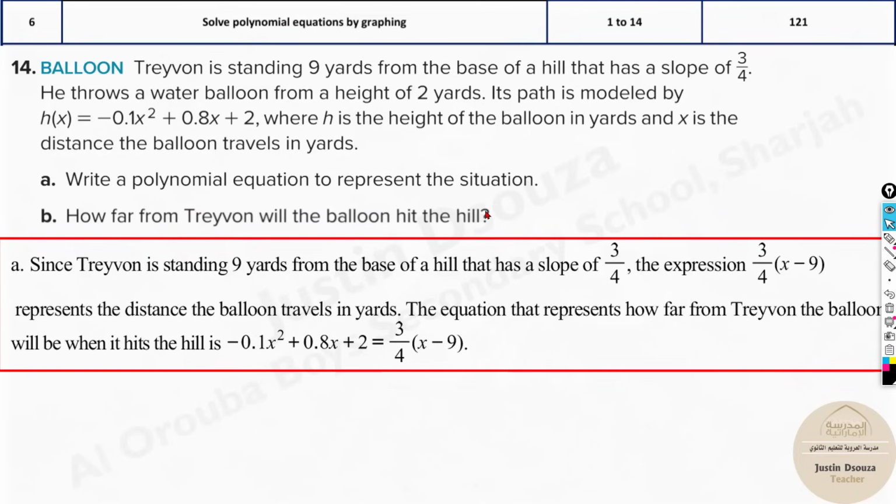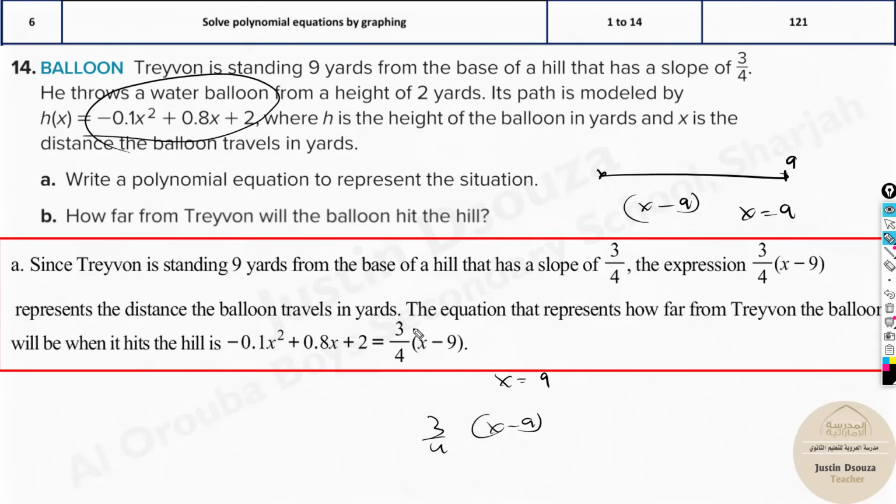Now what you need to do is write the polynomial equation. Now here, remember, why is this minus 9? See, if this is the base, Trevor is 9 yards away. So if you recall linear functions, whenever you have positive 9, x plus 9, you write it as negative 9. So now if you're plotting this, x minus 9 means x is equal to 9, to the right. So here x was 9, you take it inside, it becomes minus 9. What is the slope? Slope is 3/4, mx, right? Slope multiplied by this distance he is standing. So the equation is already given, the height is equal to 3/4 (x minus 9).